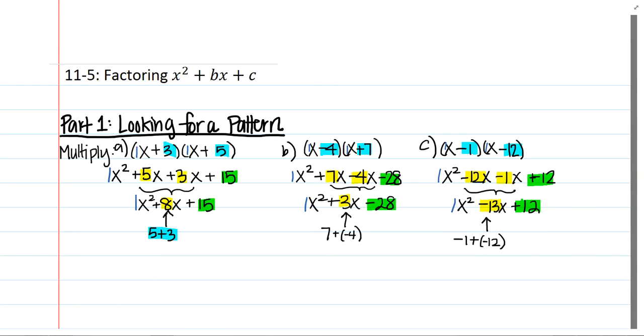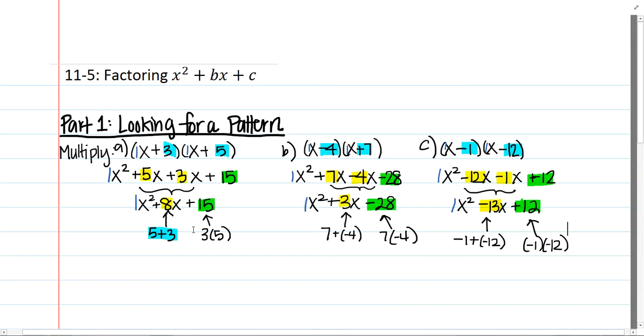Okay, so then there's another pattern going on here, and that's with the last number. The 15 is the product of those two numbers. It's 3 times 5. 7 times negative 4. Negative 1 times negative 12. And that's a really important pattern for what we're going to do with this, which is to factor.